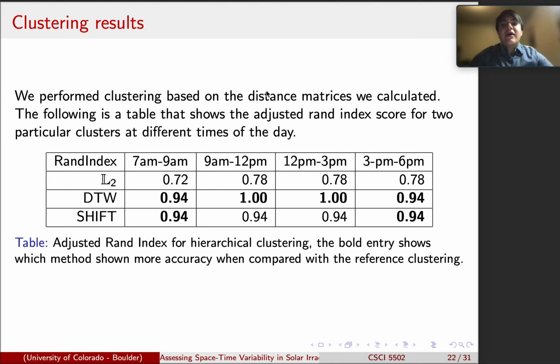So now we perform this clustering, as we said, just taking the L2 distances of the time series, then aligning them via DTW and taking the L2 distances, and then aligning them with our best shift algorithm. These are the results that we were able to get. As we were able to see, accounting for phase variability, either via DTW or the best shift algorithm, does improve the clustering accuracy.